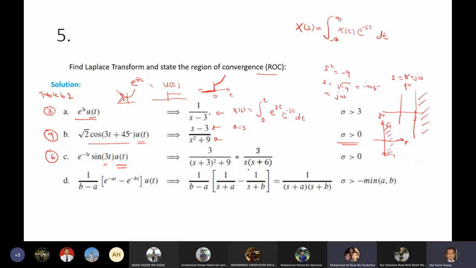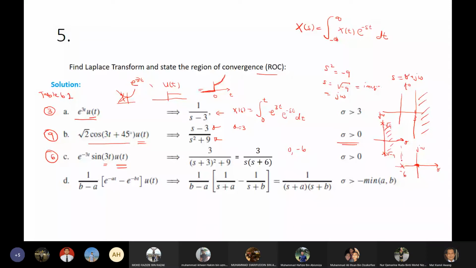Yes, sir. Okay. So you get this. So what is the pole? The pole is basically at 0 and at minus 6. So if you draw this, you get one at 0 and another one at minus 6.